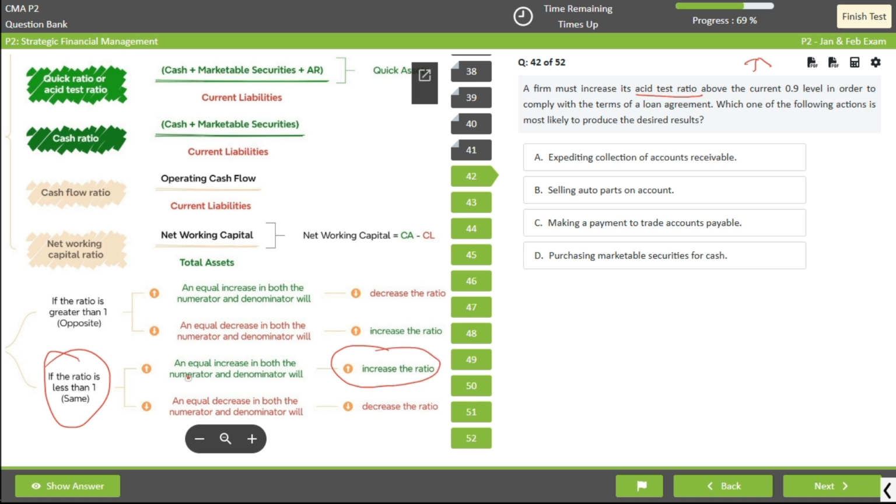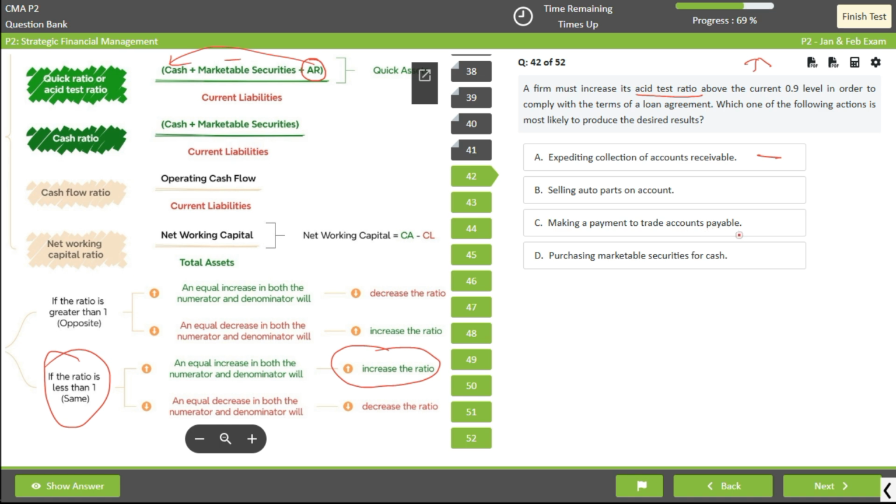An equal increase in both the numerator and the denominator will increase the ratio. Collections of accounts receivable: when you are collecting accounts receivable, your AR is converted into cash. So here there is no effect. Making payment to trade accounts payable: when you are making the payment, this means, the third one, there is an increase.